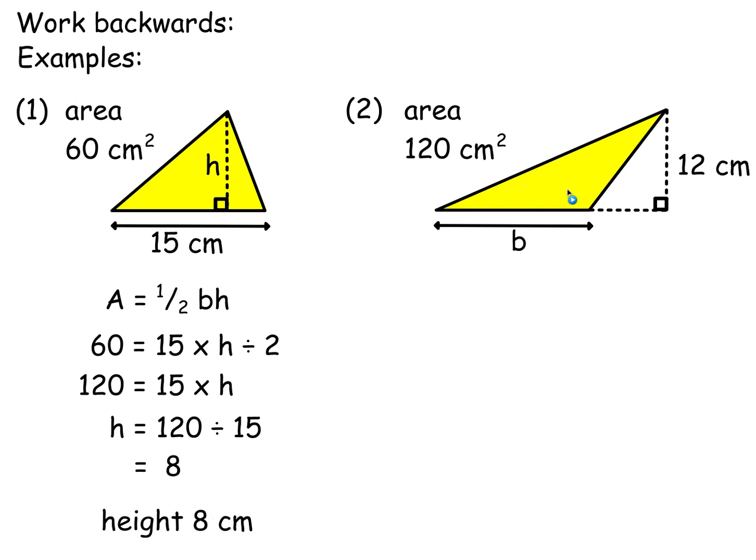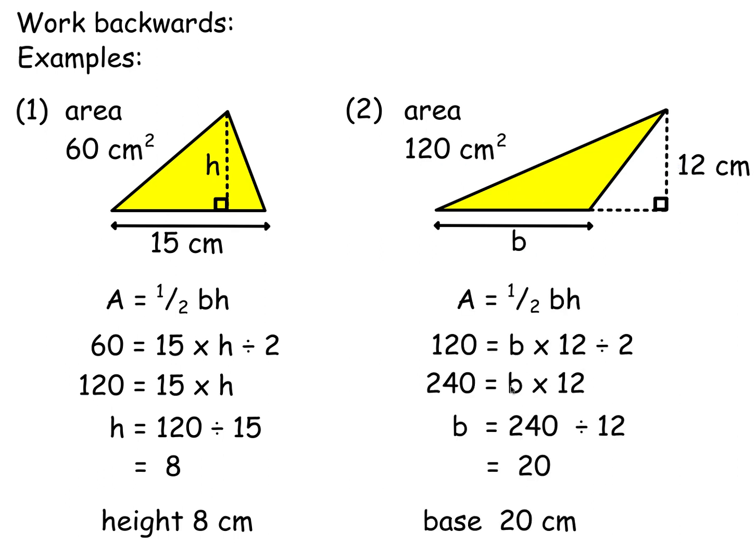Same process in this one. Base times height divided by 2 gives you 120, and then double it up. Base times height will be 240. And there it is, solved exactly like the one on the left.